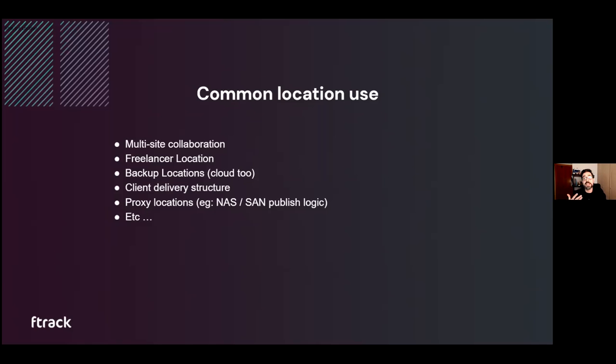Proxy location is really an advanced concept, but it can be modeled on top of the location system, and basically it is a filter publish logic. So let's say you have a location, and when you publish to that location, you want to check, for example, what file type you're publishing. If it's an image sequence, you might want to send it to the SAN, and if it's 3D files, you might want to send them to the NAS. So really, the sky is the limit in this case. Just think about what you need, and I'm sure you're going to find a really useful case for the location.